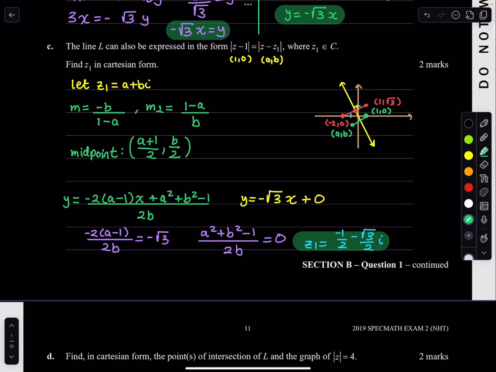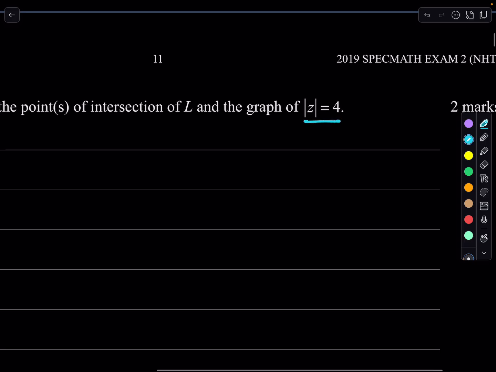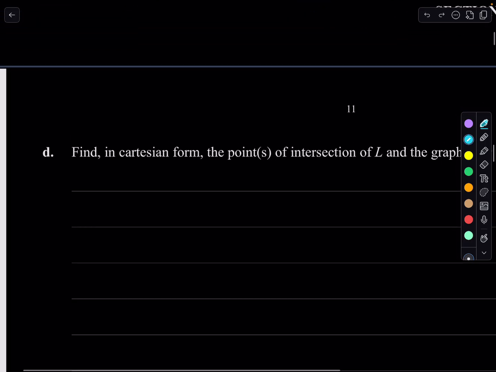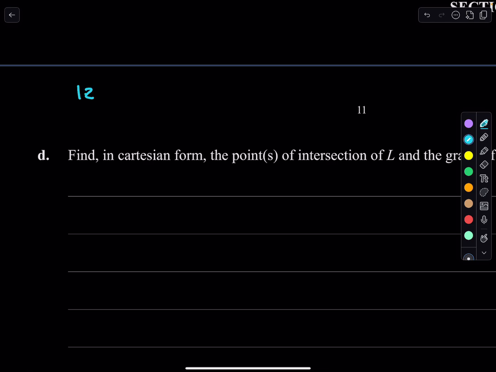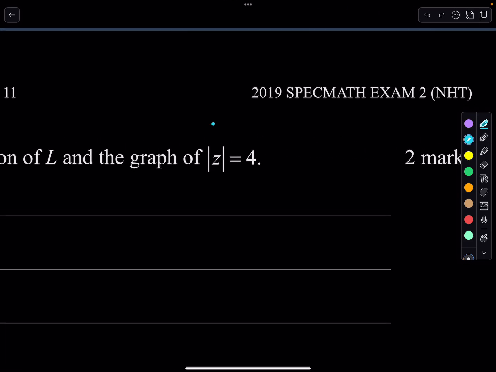Perfect. I hope that makes sense. So let's go to the next question. Finding in Cartesian form the point of intersection between L and the graph of this. So we already know this here is an equation of a circle. Remember, an equation of a circle normally looks like this: z minus a minus bi equals some value r, which is your radius, and a, b is the center of that circle. So in this case, this has a center of 0, 0 and the radius is 4.